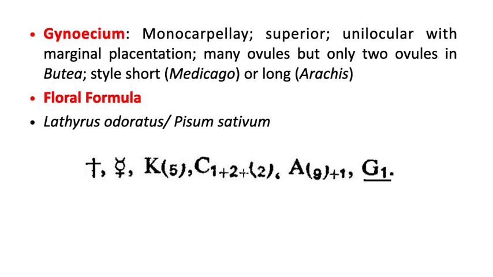Now we will see gynoecium. Gynoecium is monocarpellary, superior, unilocular with marginal placentation, many ovules but only two ovules in Butea, style short, seen in Medicago, or long, for example, Arachis.